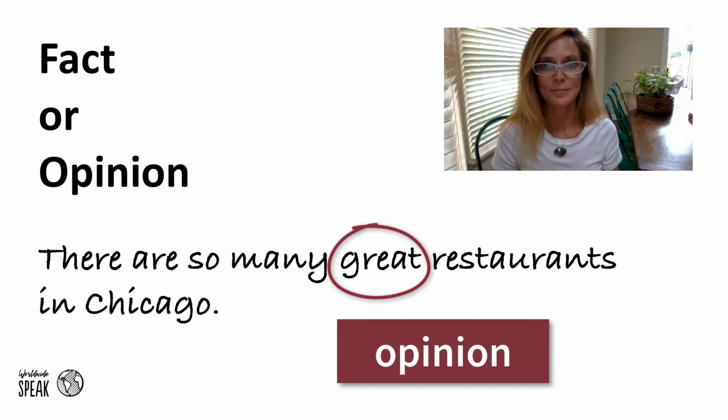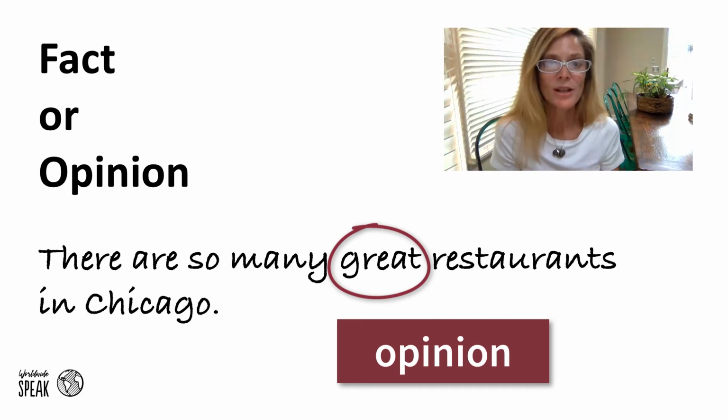That's my opinion. There might be somebody from Los Angeles who thinks that our restaurants in Chicago are okay, they're mediocre, they're not that fantastic. So that would be their opinion. Maybe they don't think Chicago has a lot of great restaurants. So you can see when I insert my feeling about the restaurants that it's an opinion. If I just said there are many restaurants in Chicago, that would be a fact. It would be true. I could prove that there are many restaurants. What is more difficult to prove, and why it's an opinion, is that I think the restaurants are great. It's how I feel about them.